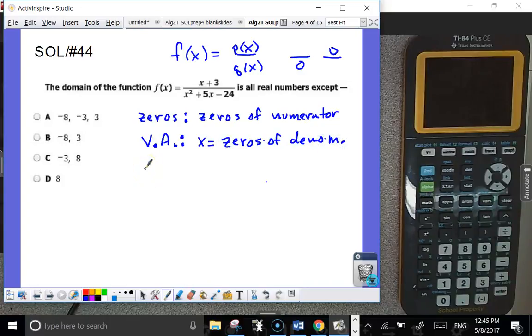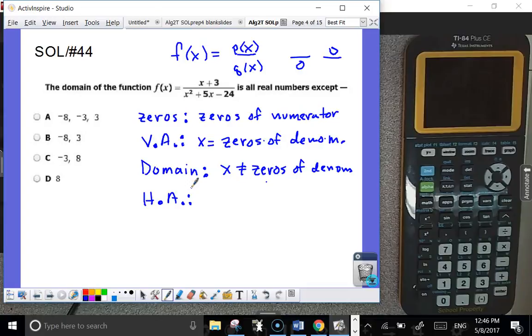Okay, how do we find the domain? Yeah, you have to say x does not equal the zeros of the denominator. Okay, then the next thing we did was horizontal asymptote. All right, what did the horizontal asymptote depend on? Did you say degree? The degree of the numerator versus the degree of the denominator, okay?